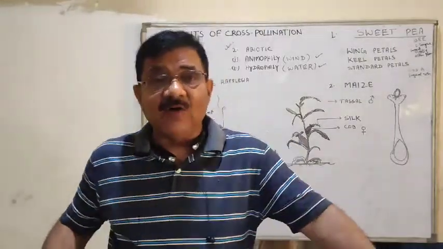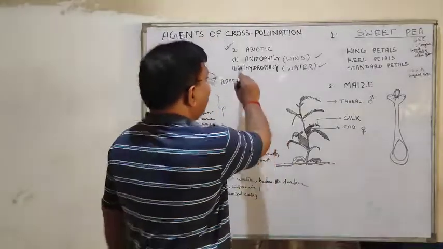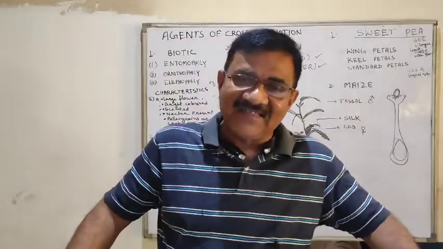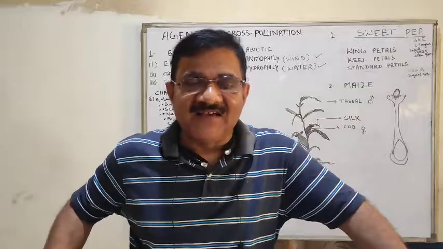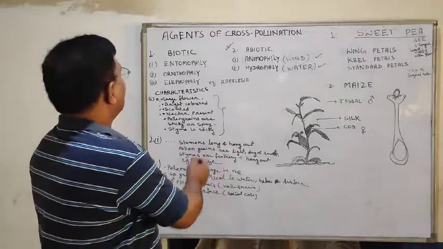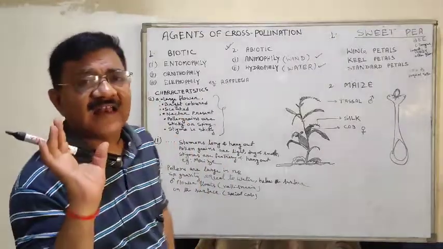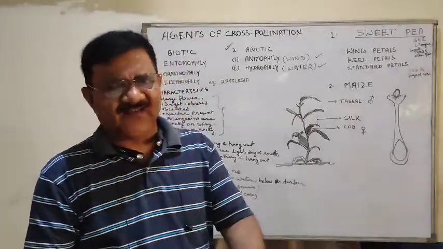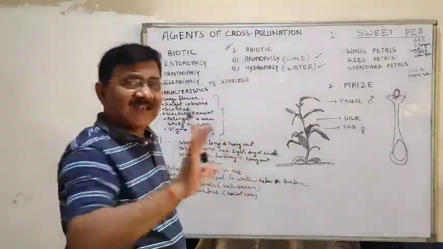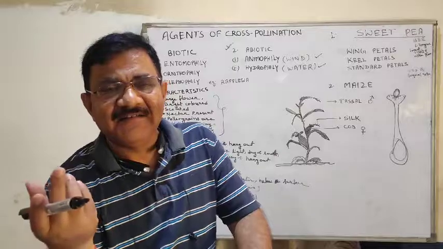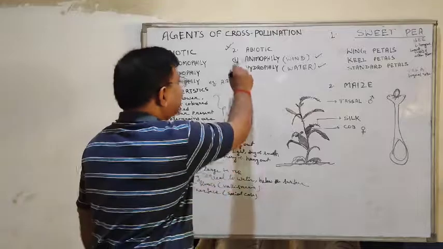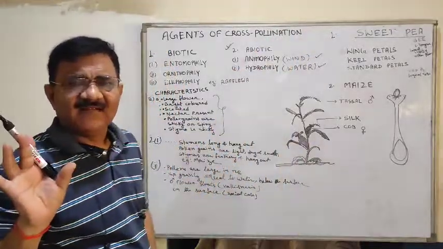Let us discuss the characteristics of anemophilous flowers. Learn it. It may be asked in the examination. Write four characteristics of anemophilous flowers. The flowers are not large, that means they are small in size. First thing, flowers are small in size, not brightly colored, because in wind pollination attraction is not required. Flowers are not brightly colored and not scented, no need to be scented.